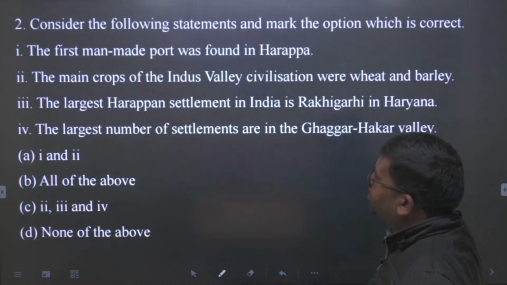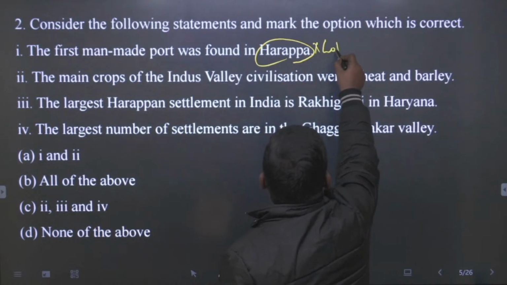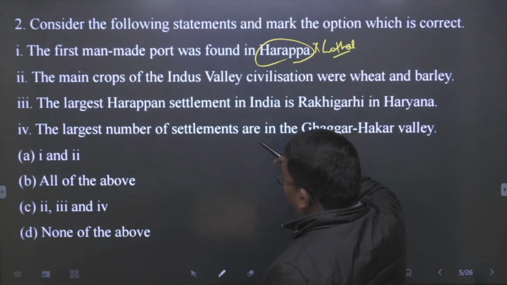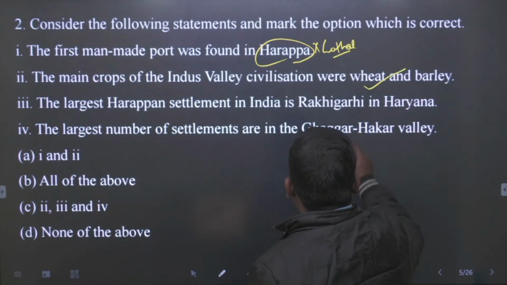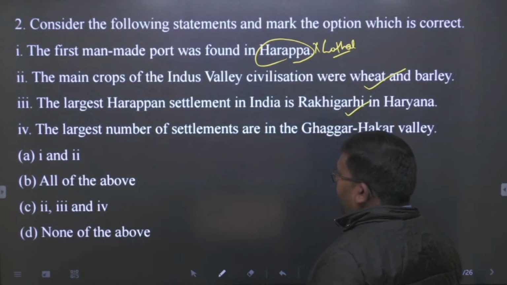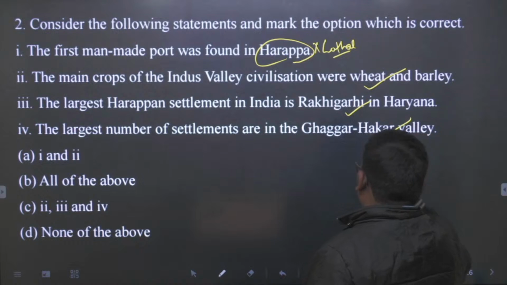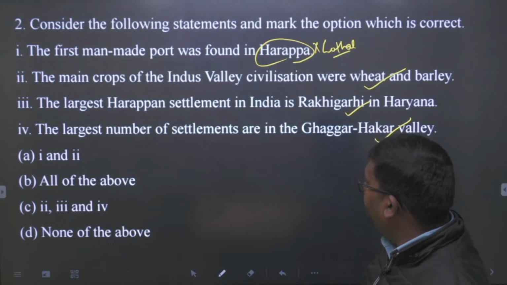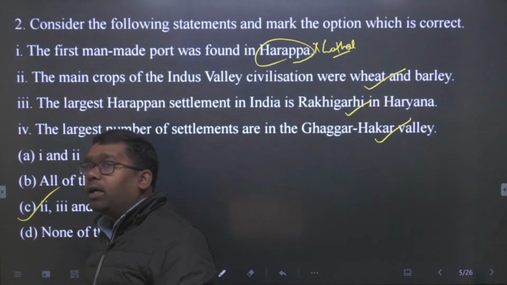The first man-made port was found in Harappa. No, it is found in Lothal. So the answer will not be Harappa, so it is false. The main crops of the Indus Valley civilization were wheat and barley. Yes, true. The largest Harappan settlement in India is Rakhigarhi in Haryana. It is true. Yes, the largest overall is Mohenjo-daro, but in India it is Rakhigarhi. And the largest number of settlements are in the Ghaggar-Hakra Valley. Yes, especially in the Ghaggar-Hakra Valley the largest settlements are there. So the answer of this question will technically be 2, 3 and 4.